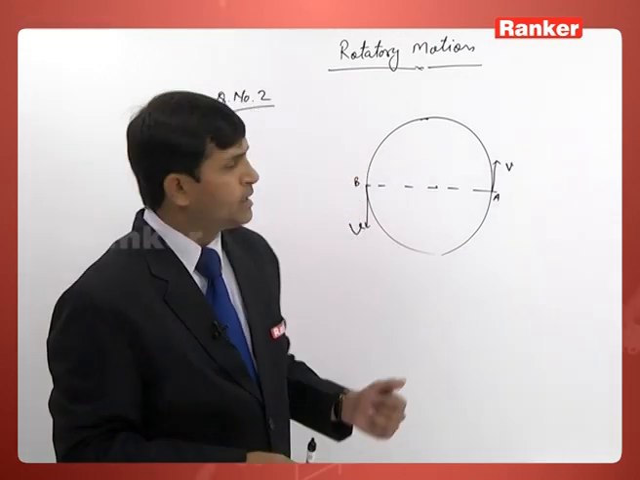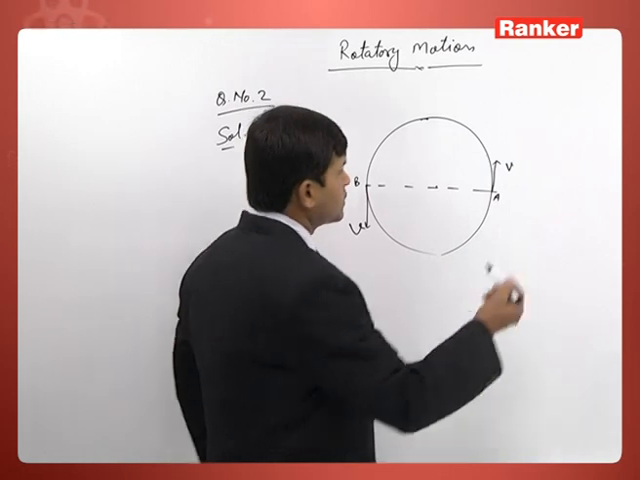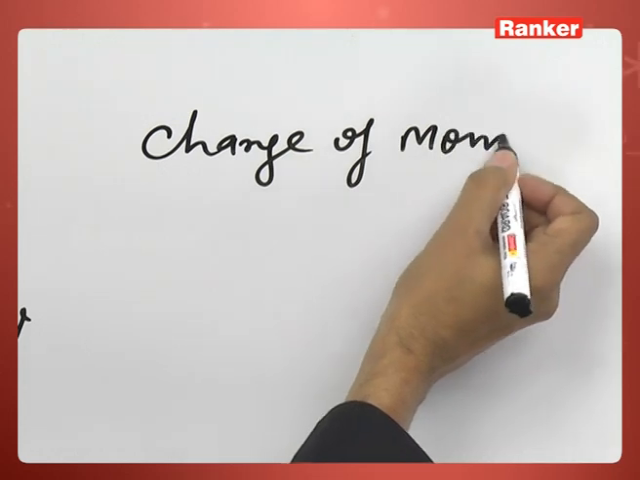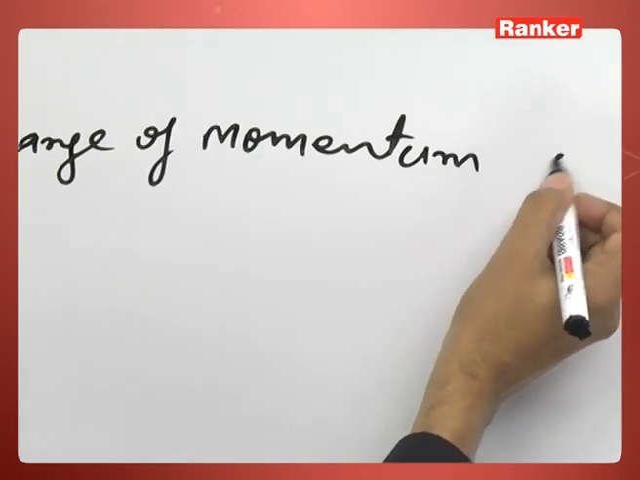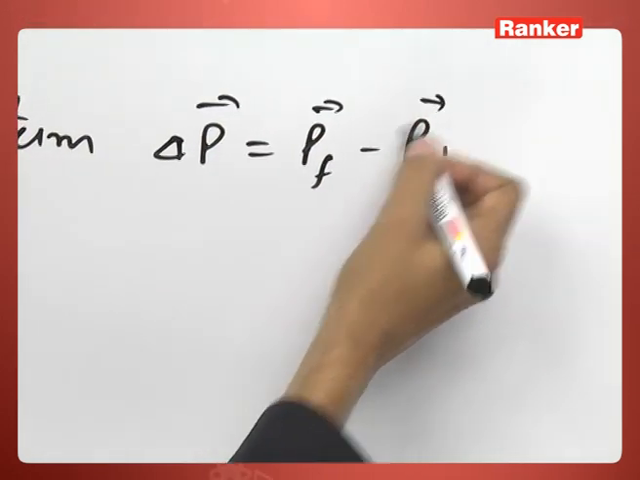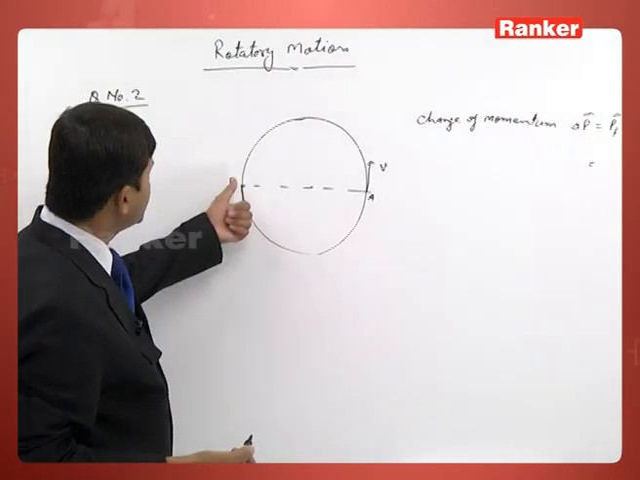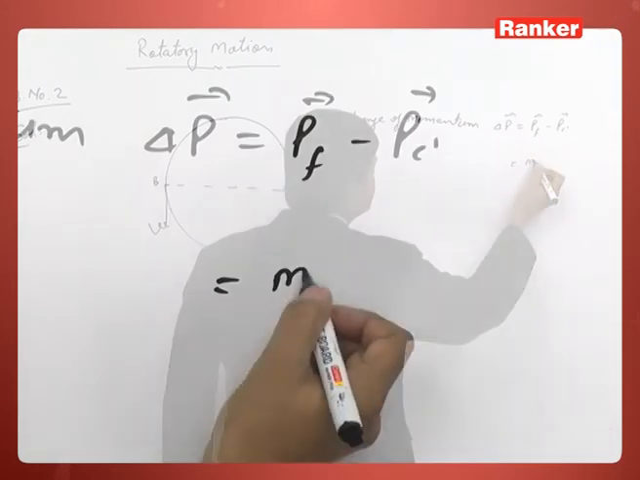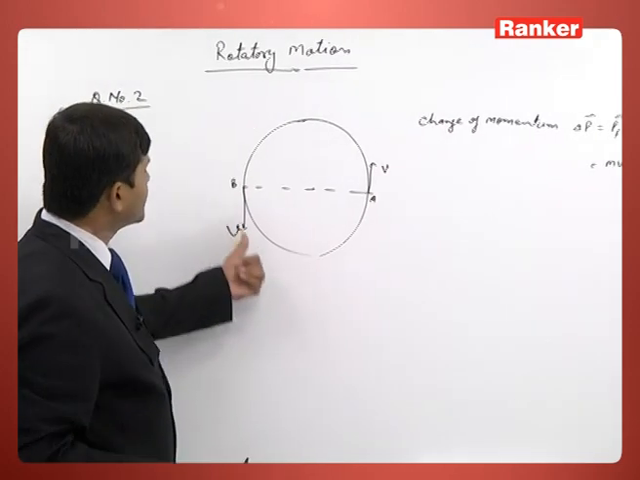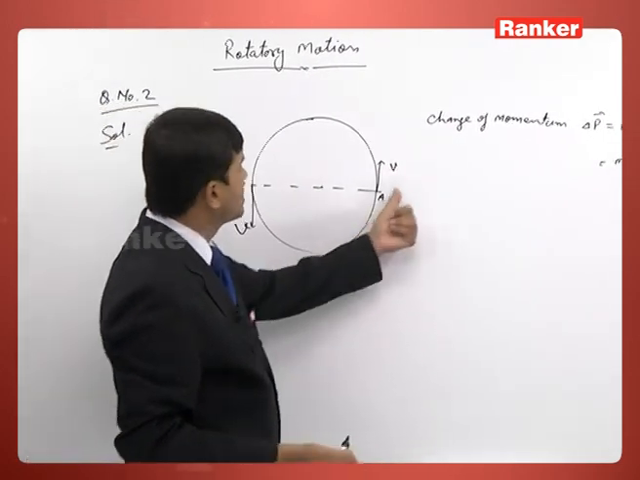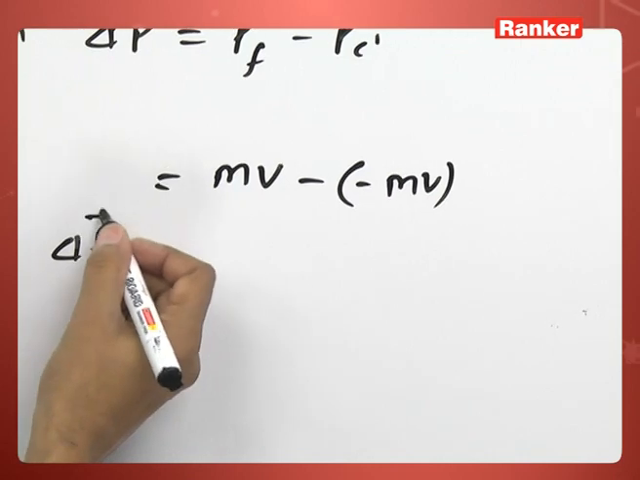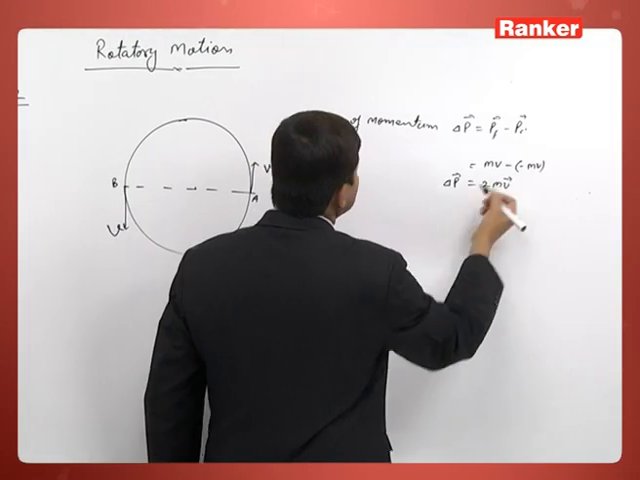Now third option, change of momentum. Change of momentum, delta P, is P final minus P initial. P final is on that side, so I can write mv minus, since initial is on the other side, I took this direction as positive, so the opposite direction is taken as negative. So change in momentum is 2mv.